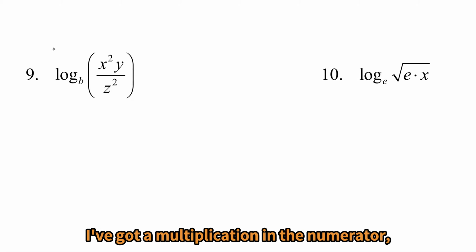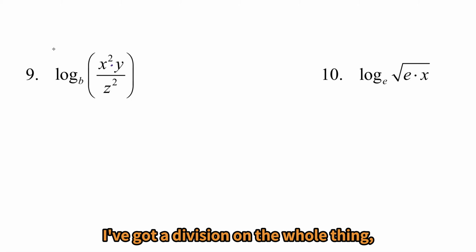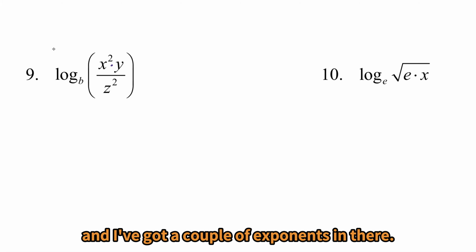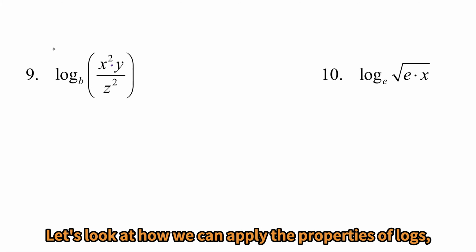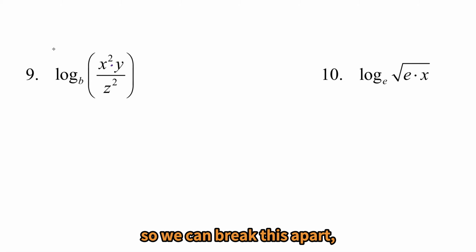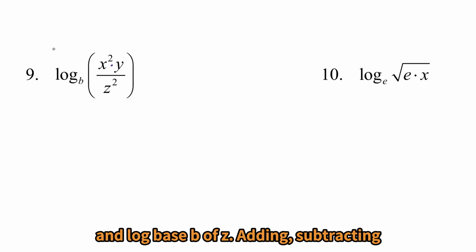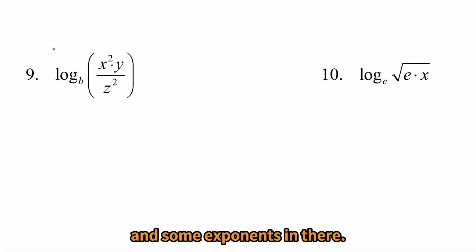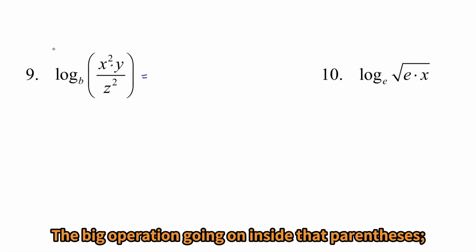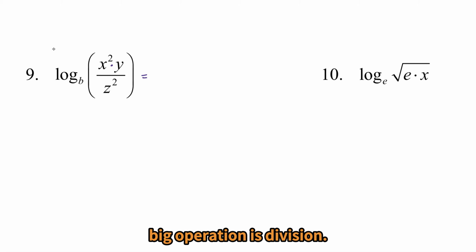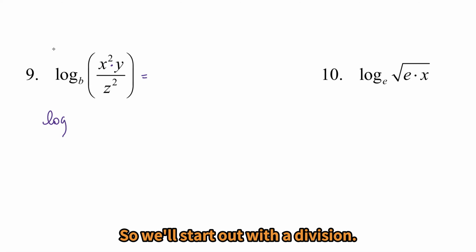I've got a multiplication in the numerator, I've got a division on the whole thing, and I've got a couple of exponents in there. Let's look at how we can apply the properties of logs so that we can break this apart. And notice we'll end up with log base b of x, log base b of y, and log base b of z, adding, subtracting, and some exponents in there. The big operation going on inside that parentheses is division. So we'll start out with a division.